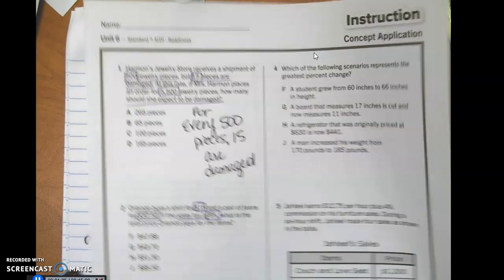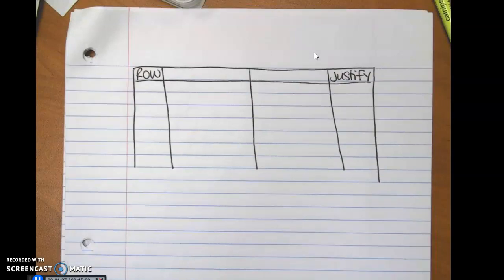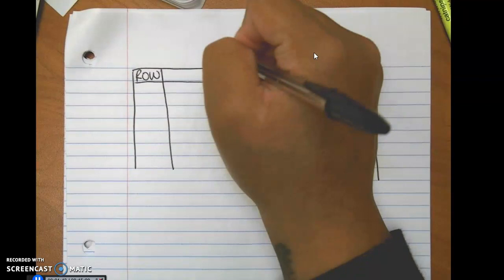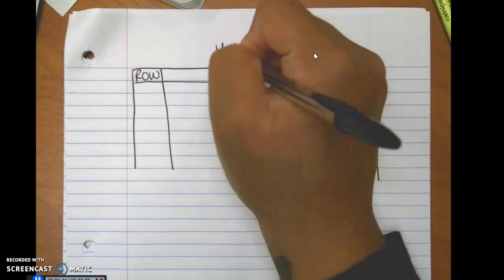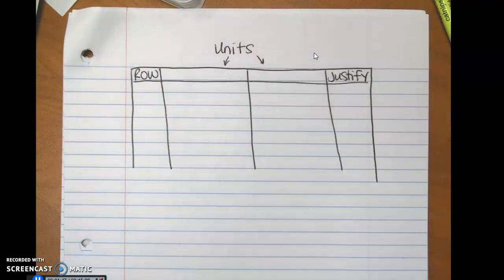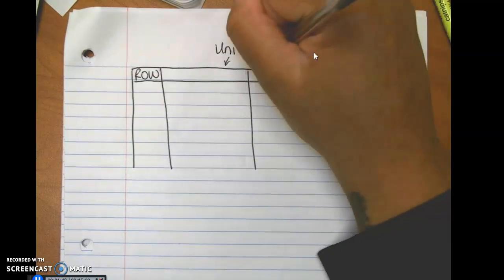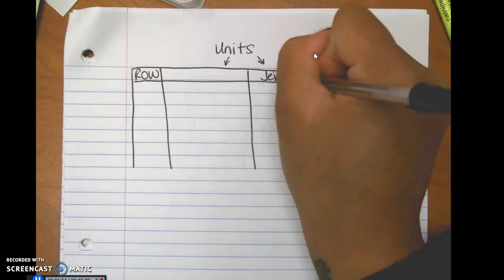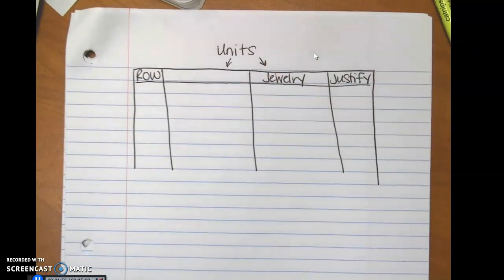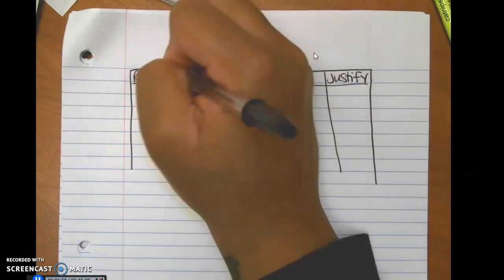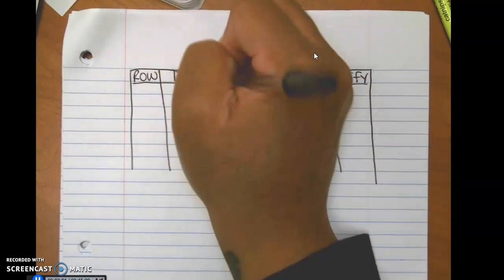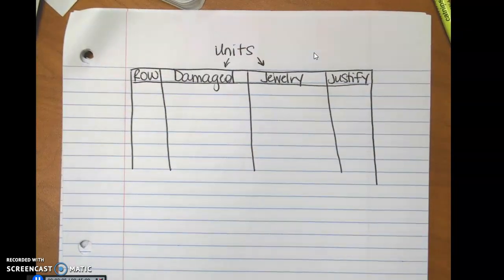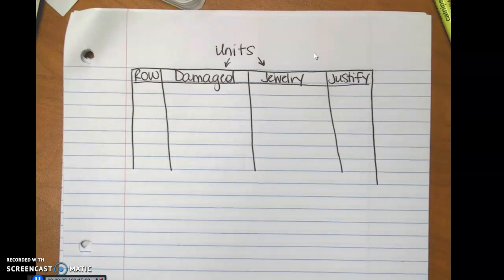So if I were to make a ratio table, I need 4 columns. I need a row. I need the units. What are the 2 things that they're talking about? Well, it's mainly one thing. It's jewelry. So this is all the jewelry. And then what's the other kind of jewelry that they're discussing? The damaged jewelry. You don't have to write this down, but it will help you solve it in another fashion.